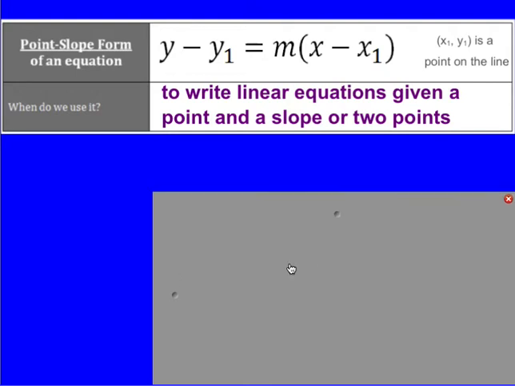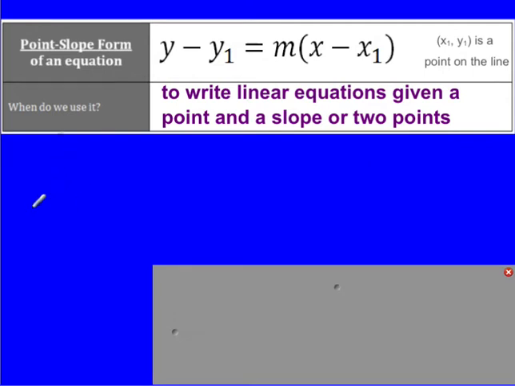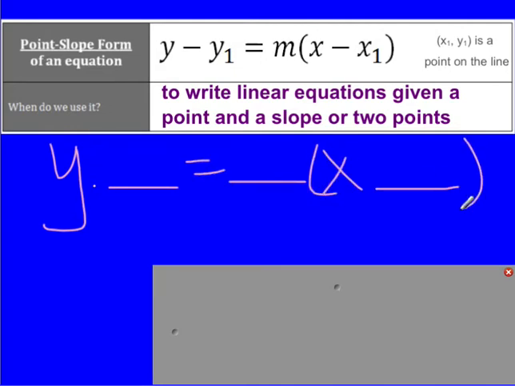Now, I also tell students to kind of look at this as like a puzzle. Okay, so I write out a puzzle because sometimes that's easier for students to look at it this way as well. So you could look at point-slope form as just plugging in the points, but I say you can also look at it as a puzzle.